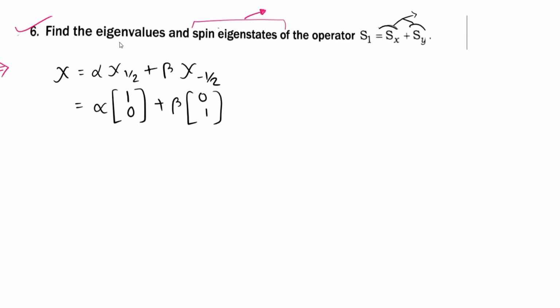Now as we want to find the eigenvalue of S1, we have to operate this operator S1 on the generalized wave function chi, and we will get the eigenvalue, suppose lambda, times chi, the wave function. This is the eigenvalue equation, we know this. Now what will this be?